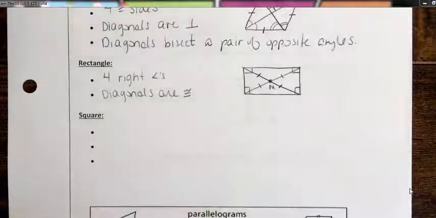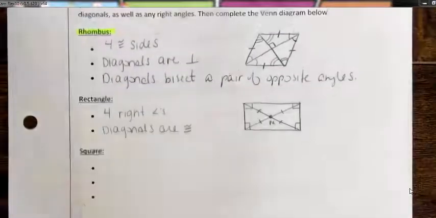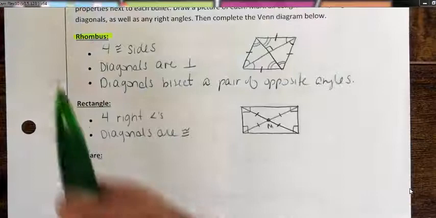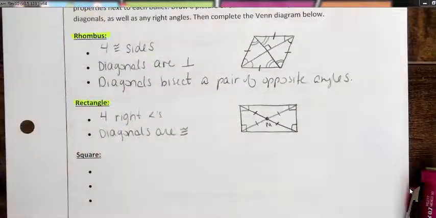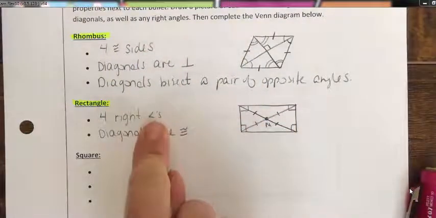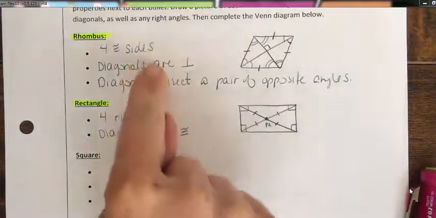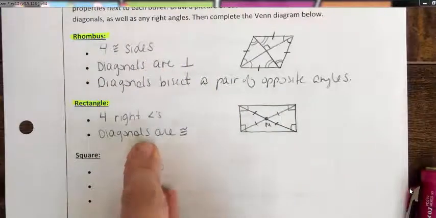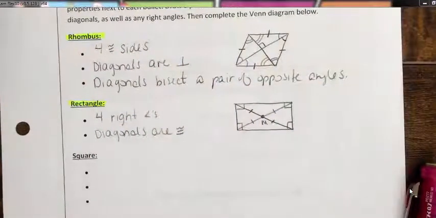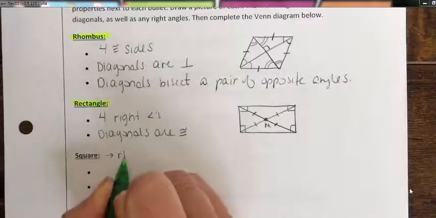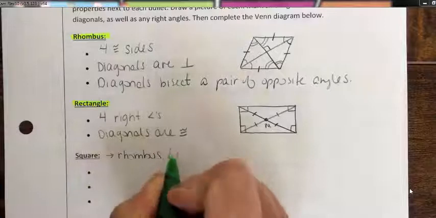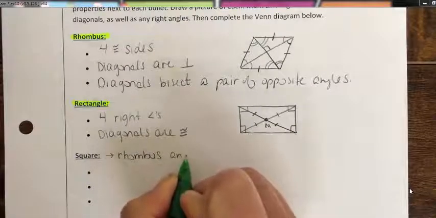Okay, and then you're also very familiar with the square, and the cool thing about a square is the square is basically a rhombus and a rectangle. Let me highlight rectangle because that's also one of our special parallelograms. So a square is when you take a rhombus and a rectangle and you combine them together. So you got the 4 congruent sides with the 4 right angles. Right? You got the diagonals being perpendicular, the diagonals congruent, and the diagonals bisecting opposite angles. All right, so a square is a rhombus and a rectangle.